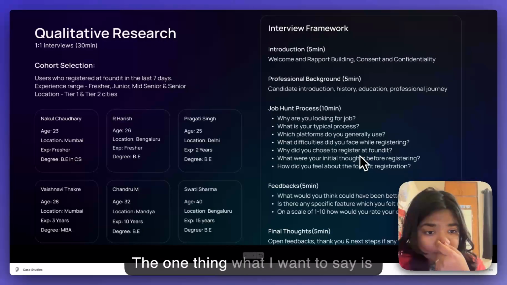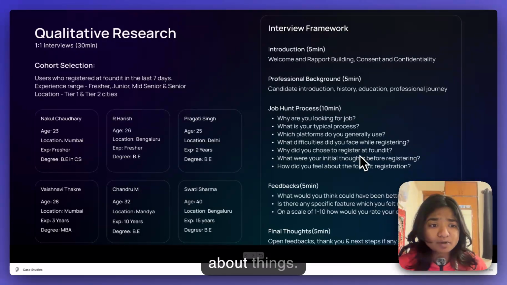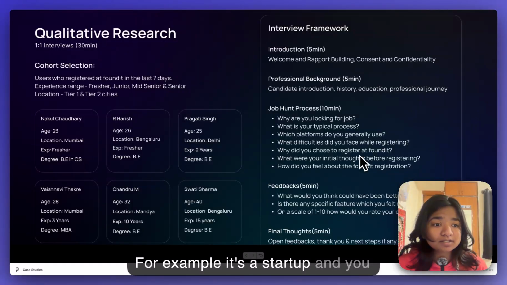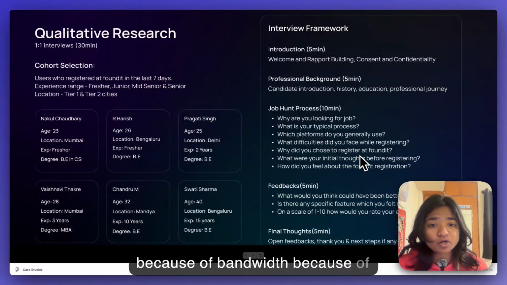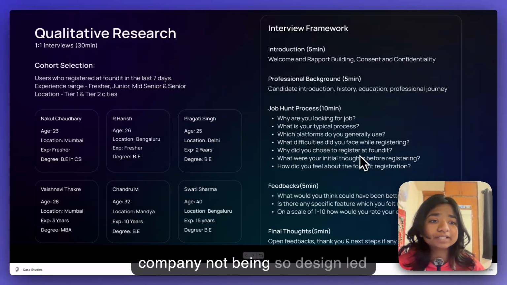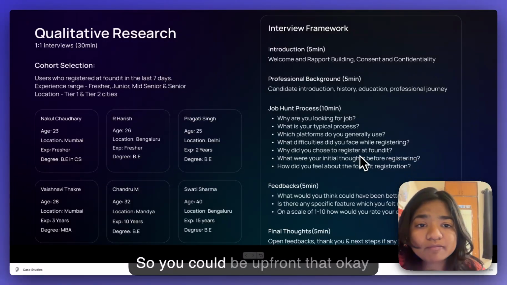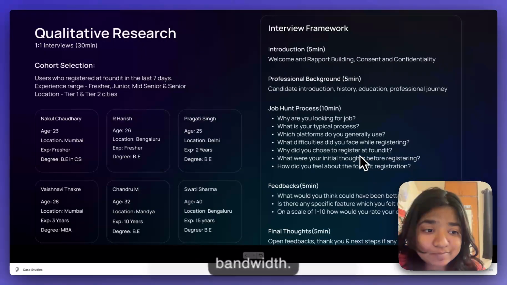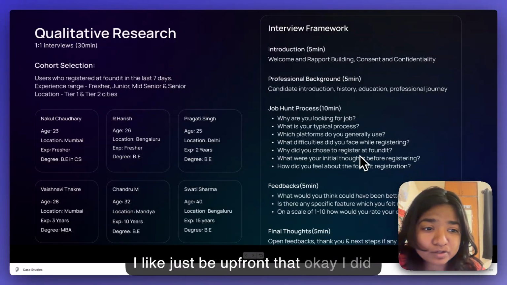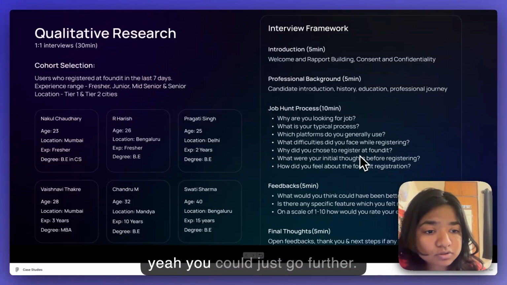The one thing I want to say is that you need to be very upfront about things. For example, it's a startup and you did not do research because of bandwidth, or because the company was not so design led and didn't want to spend time on research. You could be upfront that they didn't give us the time or bandwidth, or just say, okay, I did not do it because of this reason. And yeah, you could just go further.